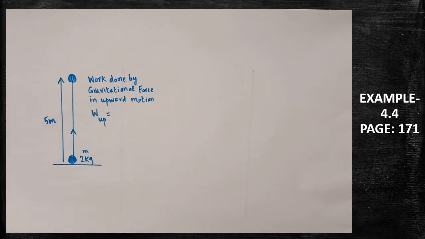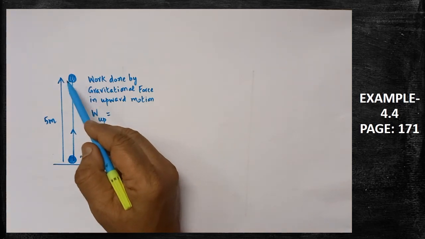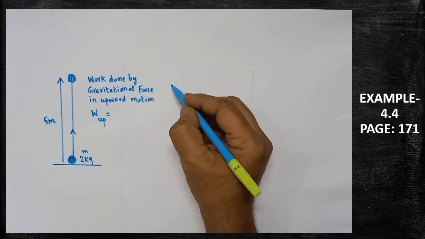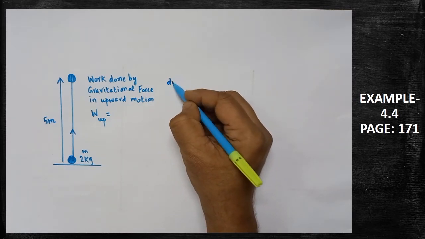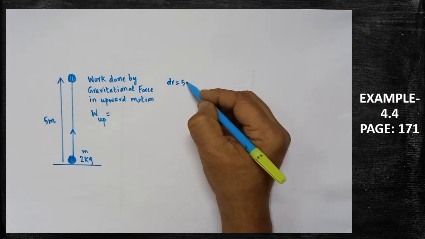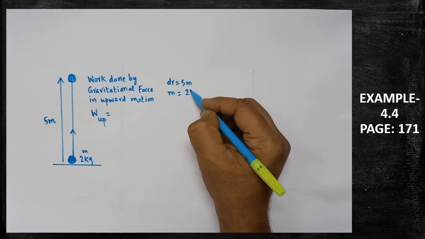First, we'll solve the first part: the work done by gravity when the object reaches the 5 meter height. Here, the displacement, when it moves from here to there, is taken as dr. The dr value is 5 meters. Are you clear? The mass of the object is 2 kg.